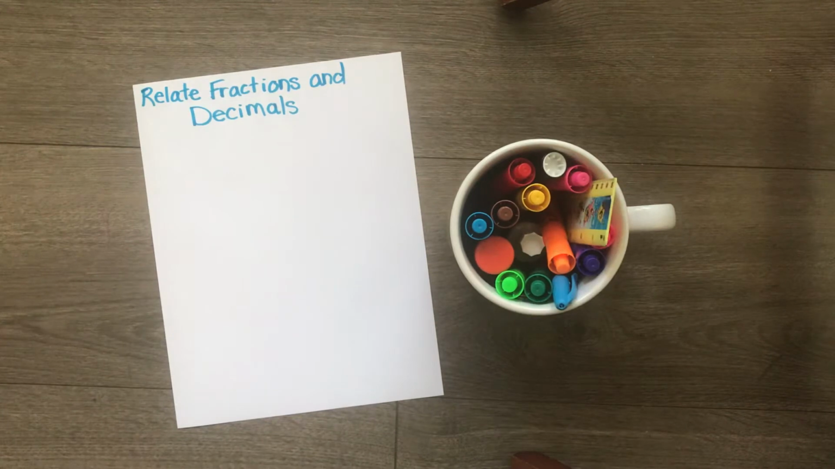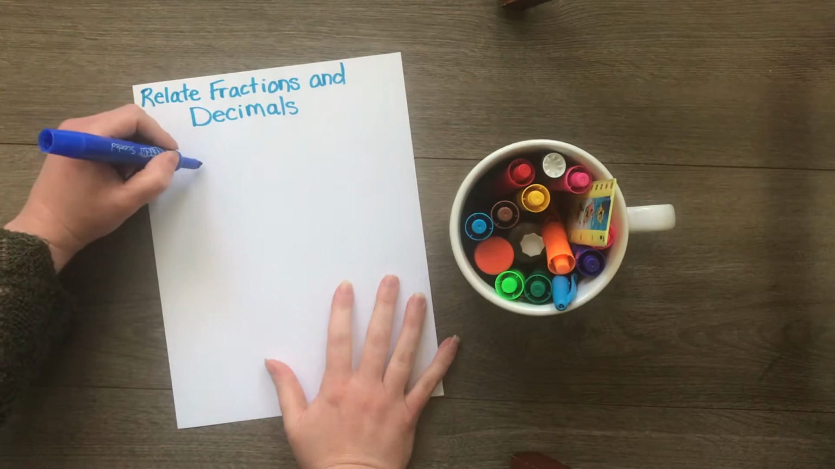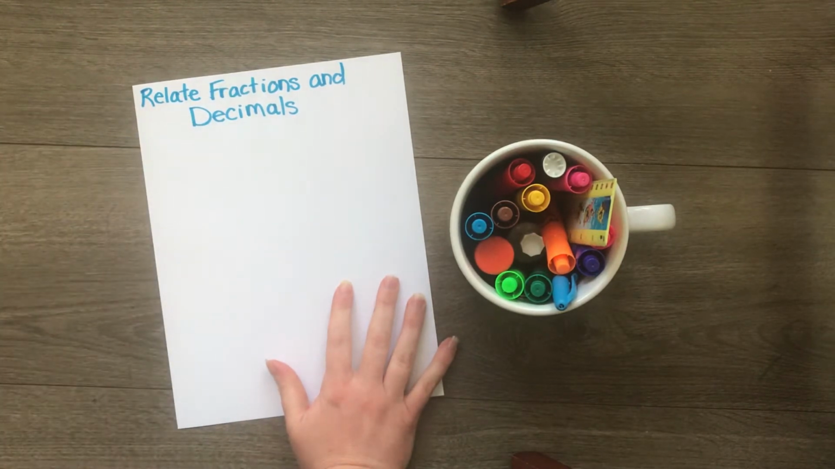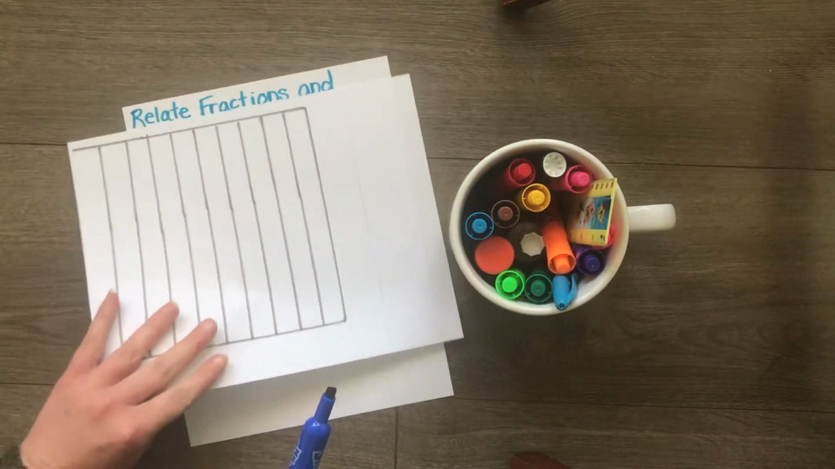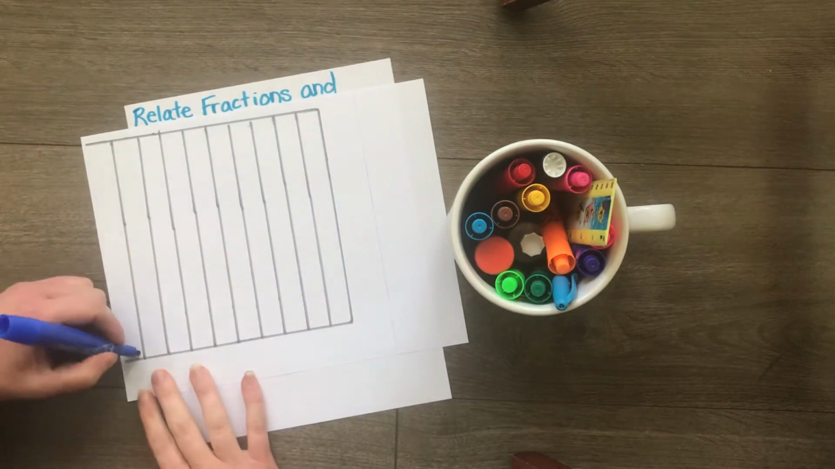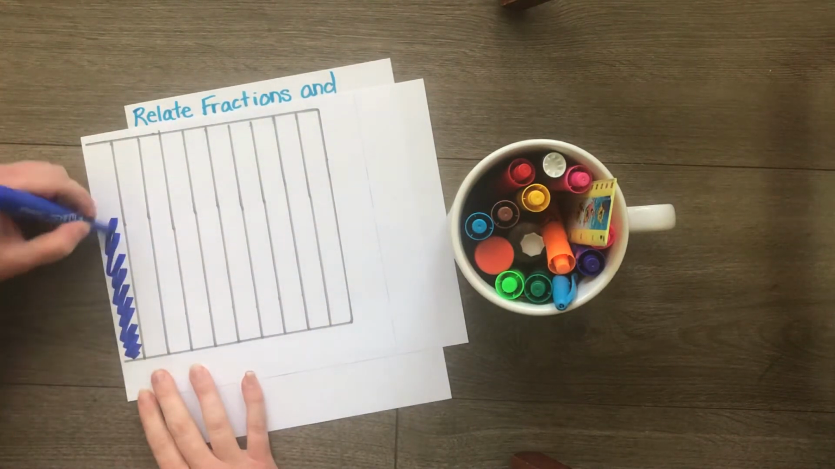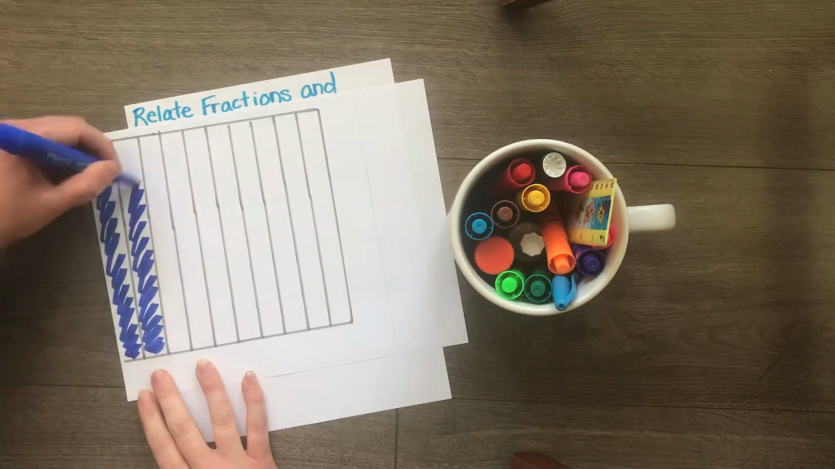Let's start off by talking about something that you guys know well. Let's talk about starting off with fractions. So let's say that I'm going to talk about some tenths here. I've got 10 pieces. Let's say I have 3 of the 10 pieces filled in.